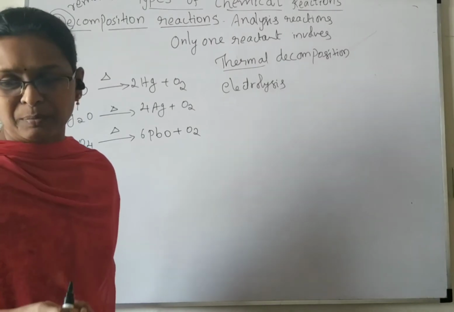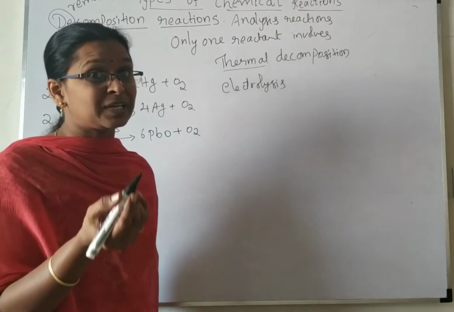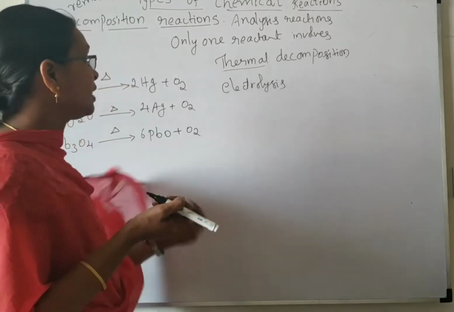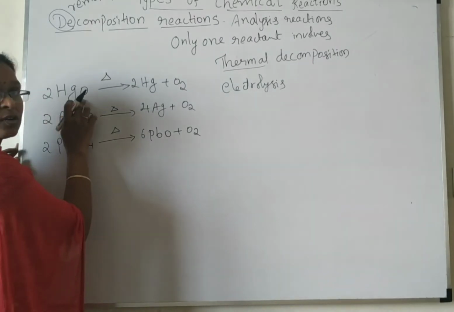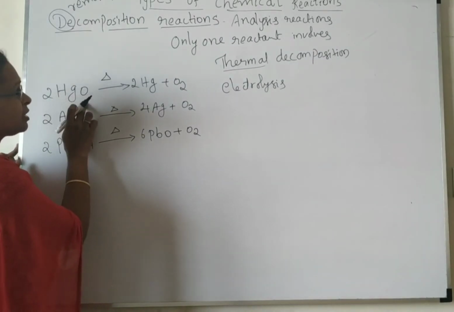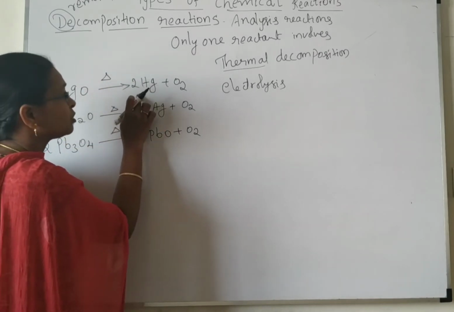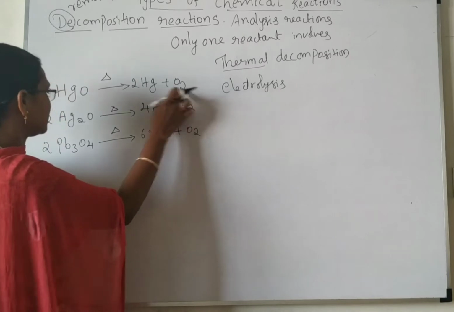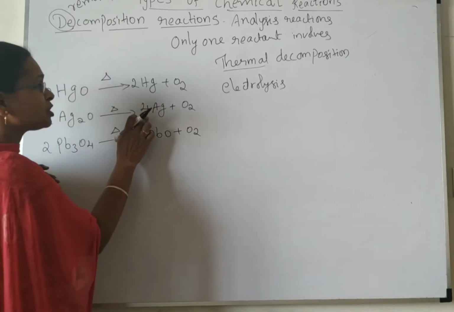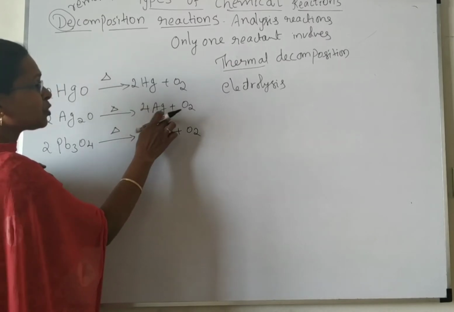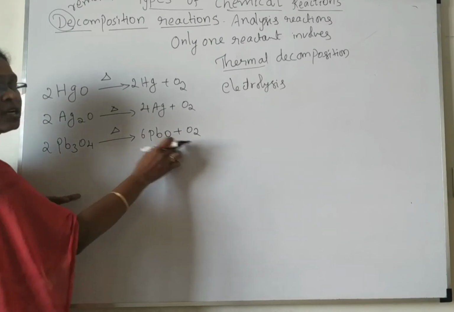Okay, thermal decompositions, and even the decomposition of metal oxides. We can give many examples. For example, here you see mercuric oxide. On heating, mercuric oxide is going to dissociate into mercury and oxygen. And silver oxide, the same: on heating, silver oxide is going to decompose into silver and oxygen. The same with lead oxide, which dissociates into lead and oxygen.